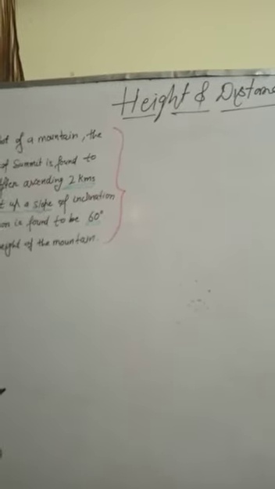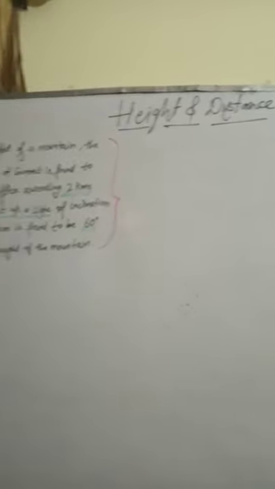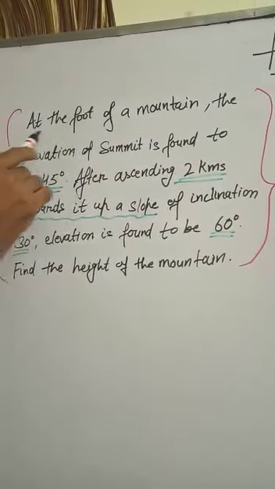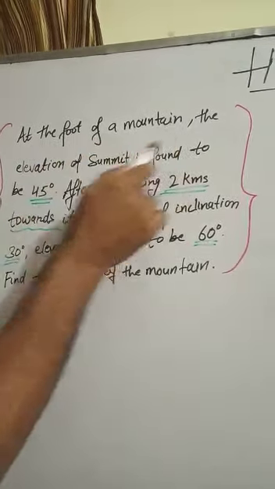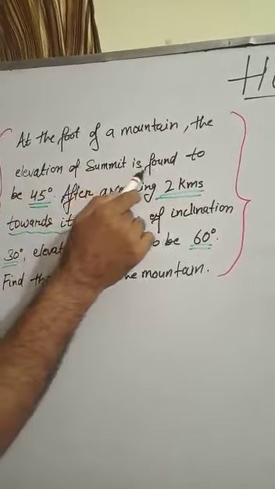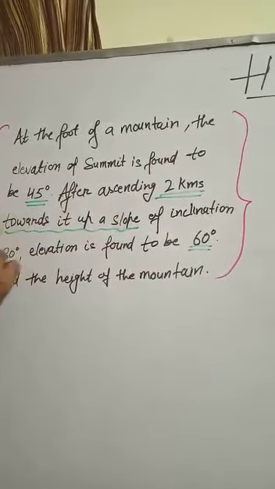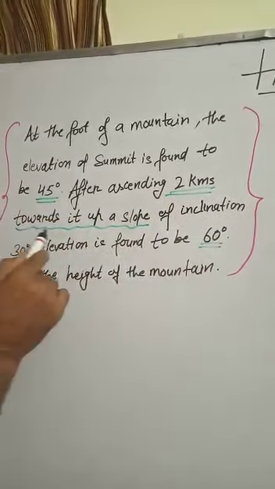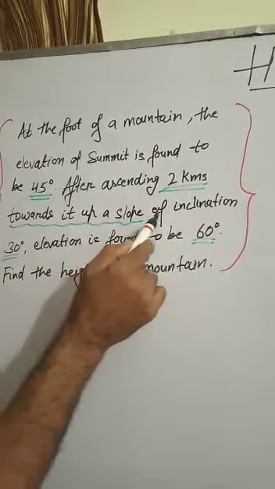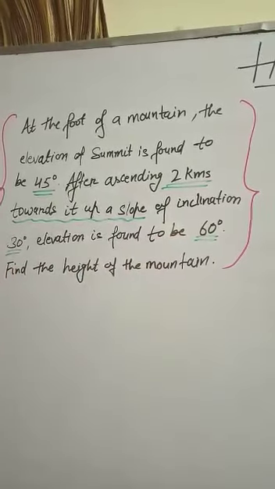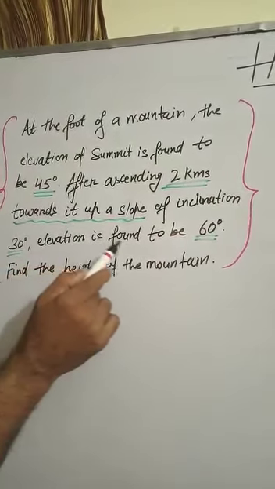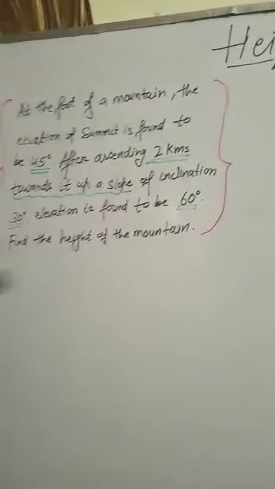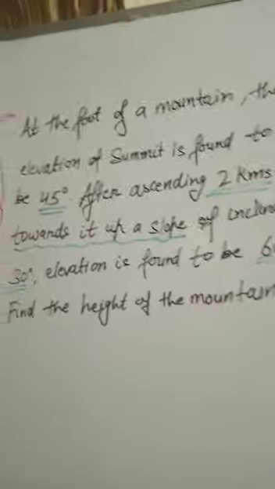Today we are solving a problem of height and distance. The problem is this: at the foot of a mountain, the elevation of the summit is found to be 45 degrees. After ascending 2 kilometers towards it up a slope of inclination 30 degrees, the elevation is found to be 60 degrees. Find the height of the mountain. It is very important to understand the question.